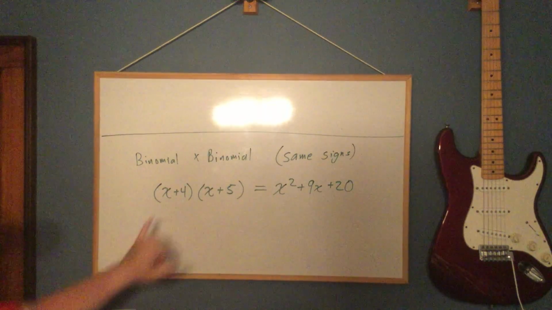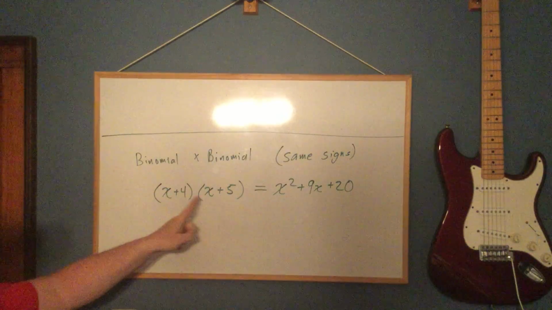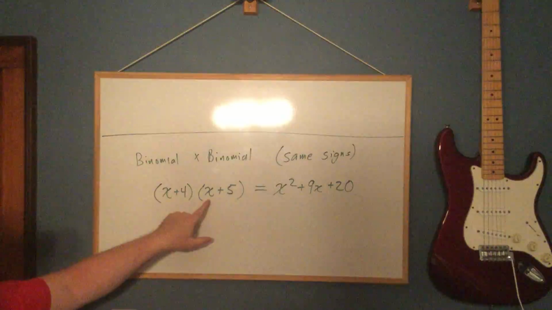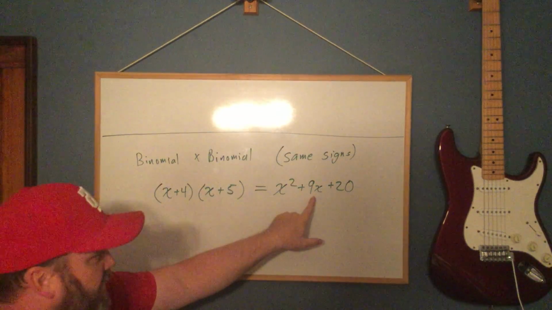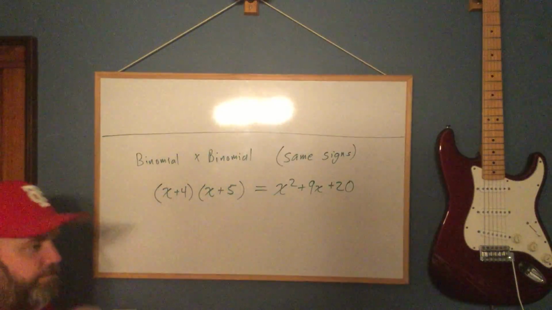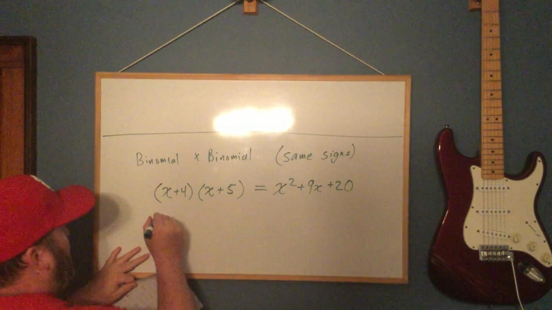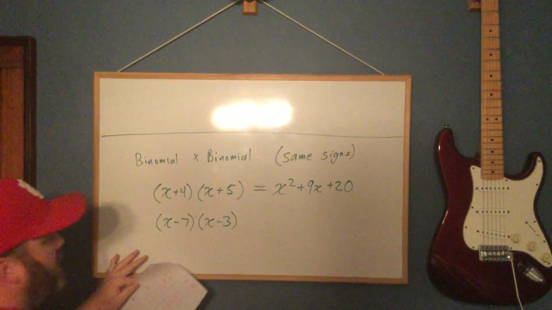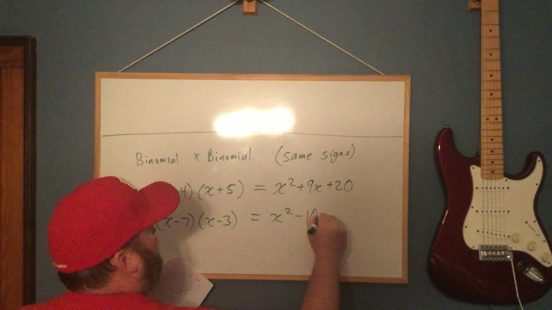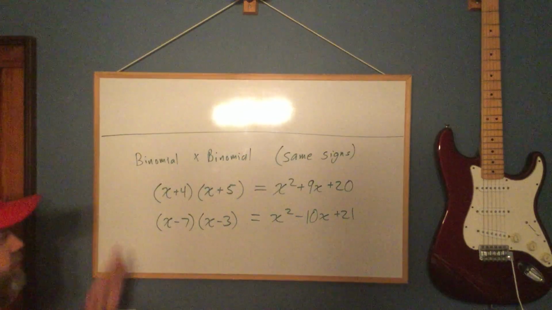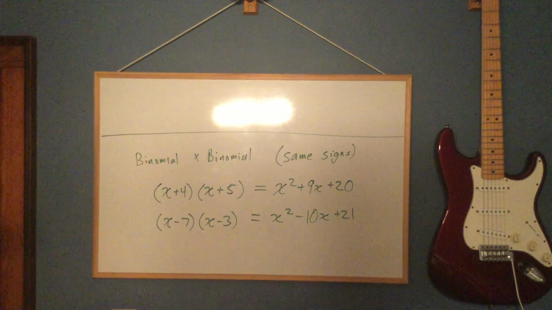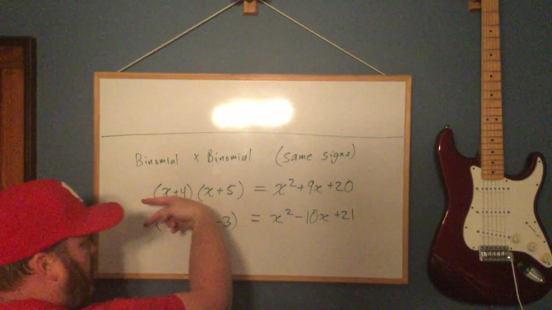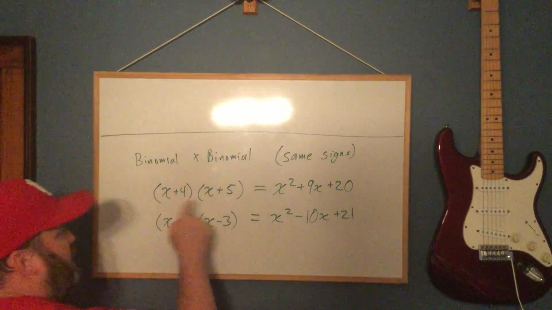So if you don't remember how to do that, we use the distributive property twice. So x times x is x squared. X times 5 is 5x. 4 times x is 4x. 4 and 5 give us 9x. And then 4 times 5 gives us 20. Okay. And then we also had maybe one like this with the same signs, x minus 7, x minus 3. And we might get something like x squared minus 10x plus 21. But again, we use the distributive property twice to get that. I don't want to spend a whole lot of time on that in this video. Well, as you know now, we're going to work the other direction. So we're going to start with something like this and figure out the two factors.